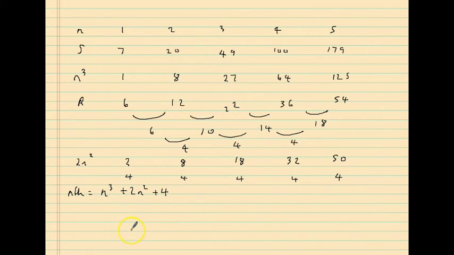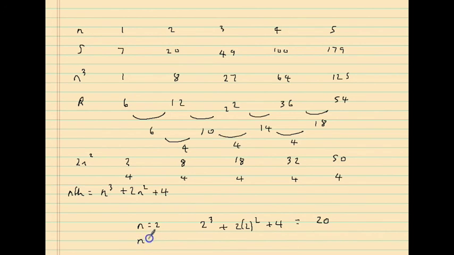So we get n cubed plus 2n squared plus 4. Let's just put some numbers in to check that. So when n equals 2, putting it into this formula, we get 2 cubed plus 2 times 2 squared plus 4. 2 cubed is 8, 2 squared is 4 times 2, that's 8, that's 16, plus 4 gives us 20, which is exactly what we wanted.